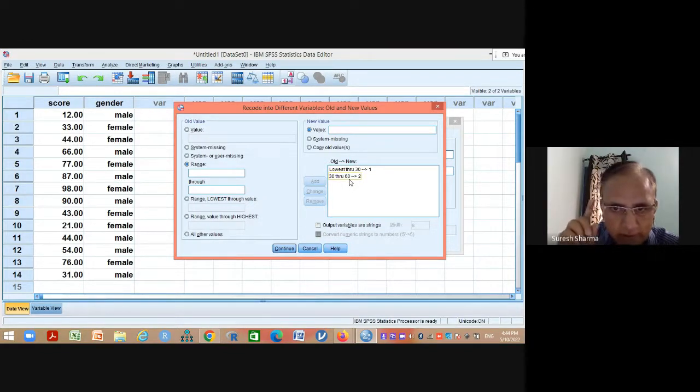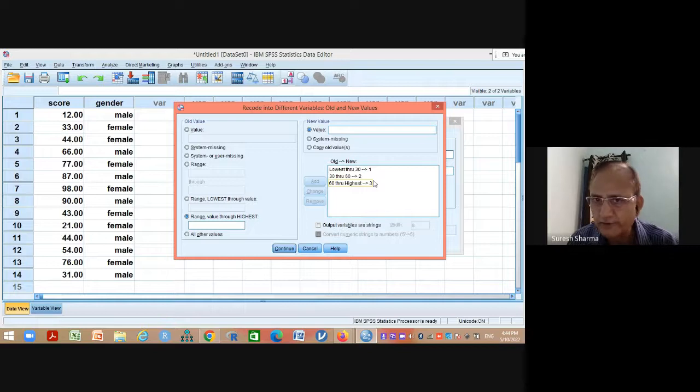You follow my point? Even if I write here 25 to 60, it doesn't matter. SPSS again will start from 30 onwards, because up to 30 is taken care of by code number 1. So there is no overlapping in SPSS. Right? Next, the highest cutoff is 60, so I can specify 60 and above. The new value will be 3. So 60 through highest will be given code 3.